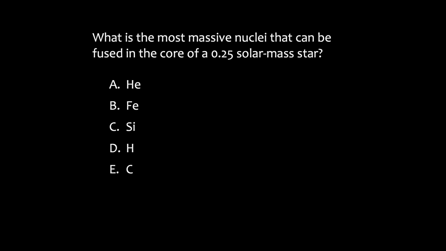What is the most massive nuclei that can be fused in the core of a 0.25 solar mass star? So this is a red dwarf star. Now, I'm not really sure how clearly we have covered dwarf stars, but a dwarf star is not like our sun. Our sun can actually burn materials all the way up to carbon. Maybe we didn't clarify it enough, but a dwarf star really only has enough gravity to burn into helium. It would not even go into carbon. And so the answer is A, helium.